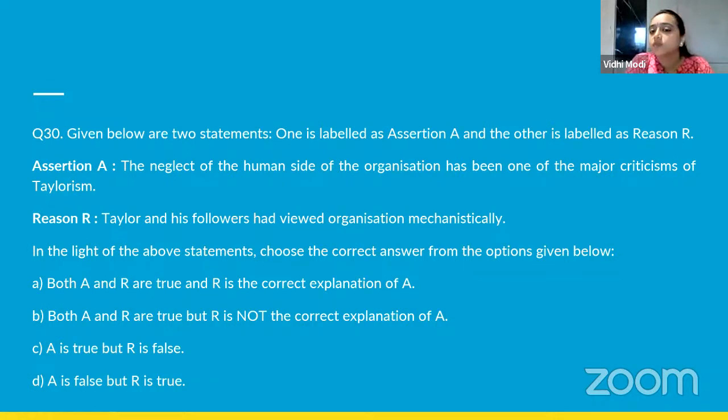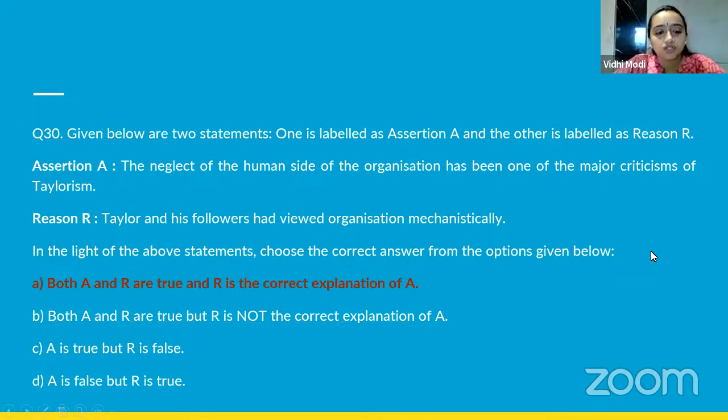The neglect of the human side of the organization has been one of the major criticisms of Taylorism. Absolutely right. Now, reason. Taylor and his followers had viewed organization mechanistically. Yes, that's the reason, right? That is why he never thought about humans. He never really thought that humans also need rest. He never thought that humans also need some motivation. For him, it was all about just the production that comes out, right? So here both A and R are true, and R is the correct explanation of A.